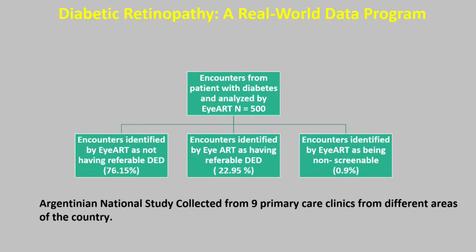So the program found referable diabetic disease in 66.15% of the cases. A patient needs to see the retinologist in 22.95%, and in only 0.9% of the cases, we have some problem with obtaining the image, maybe because they have cataract or vitreous hemorrhage or whatever.